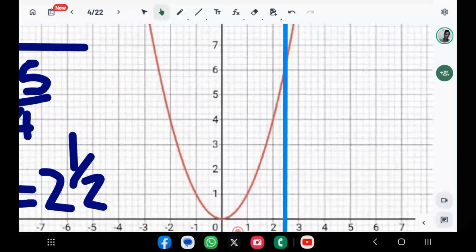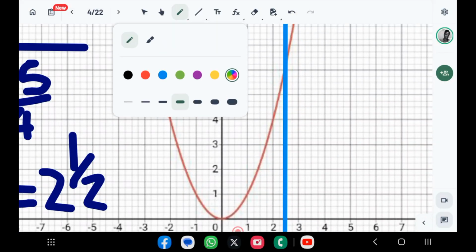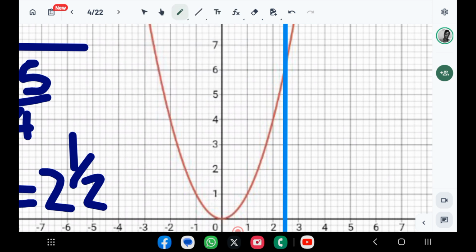So yes, it is about at the line 6¼, which is over there. 6¼ which is right there. So yes, it does correspond. That's how you show that graphically.